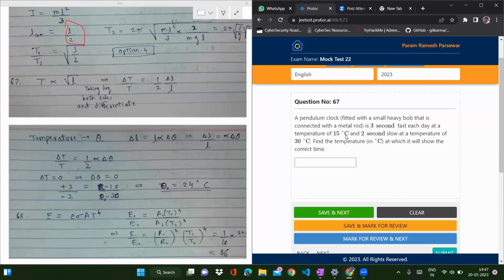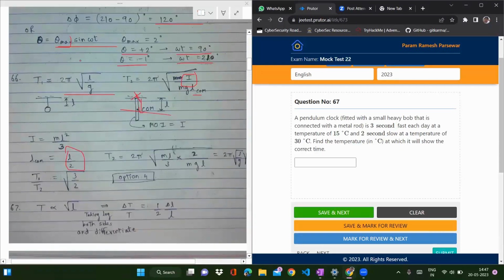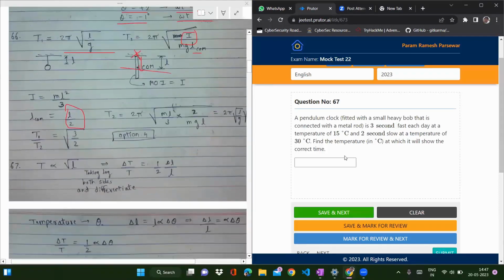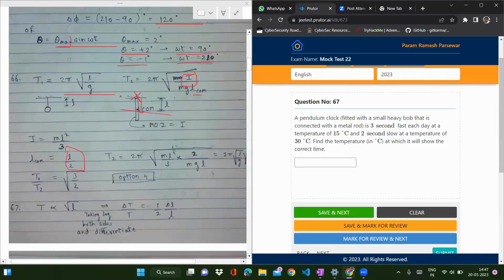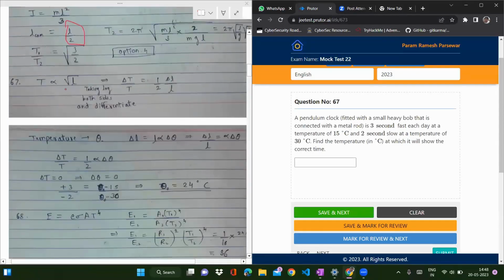What is the relation between the temperature and the time period? And then we will proceed to the question. A pendulum clock is given, and for a pendulum, as we saw, the time period's formula is 2 pi root L by g. Here, the temperature will affect only the length of the pendulum. So we are concerned only with the fact that T is proportional to root of L.